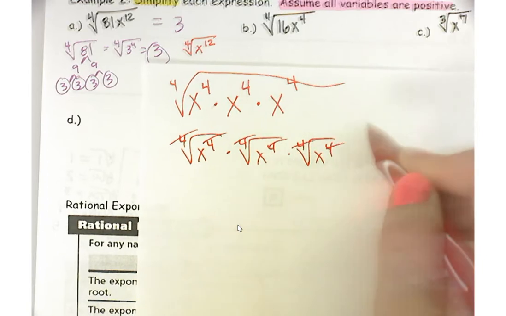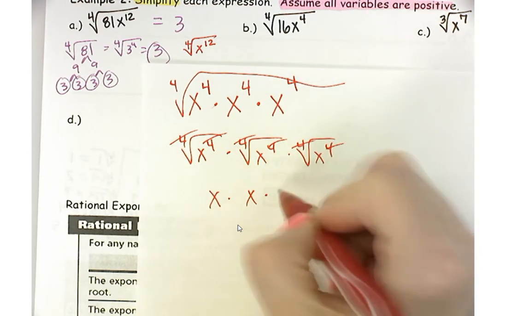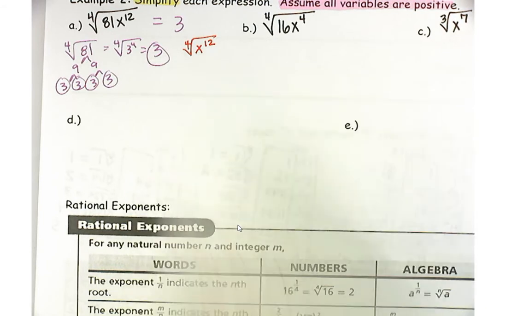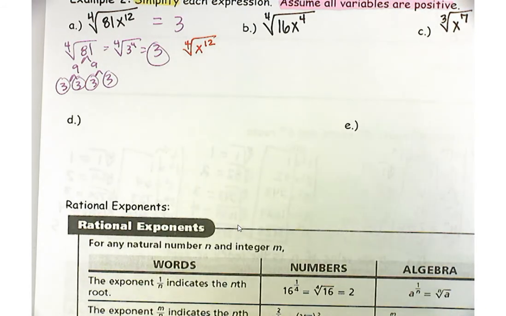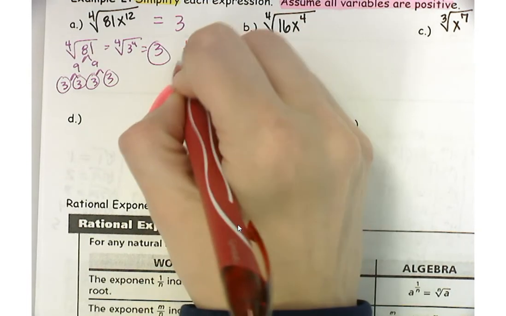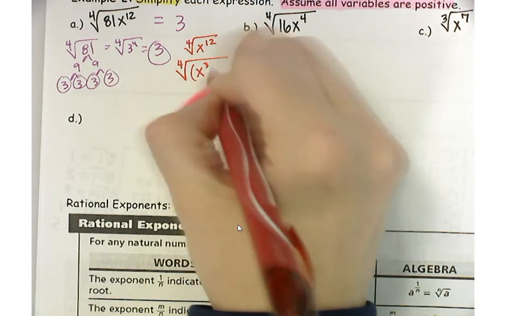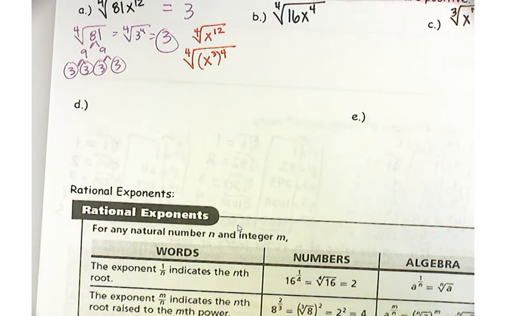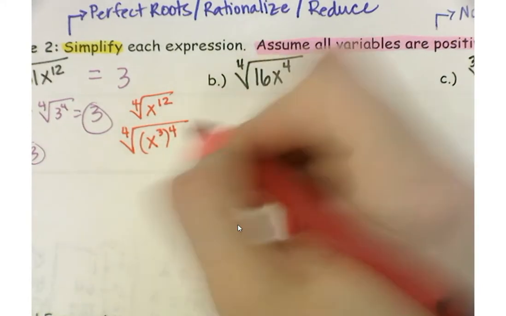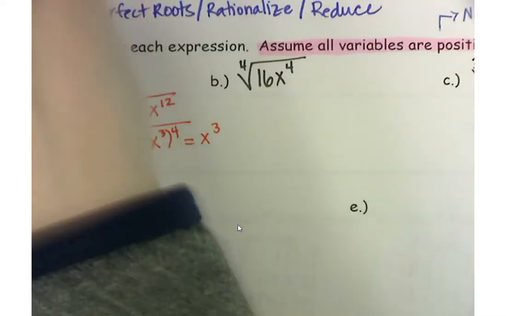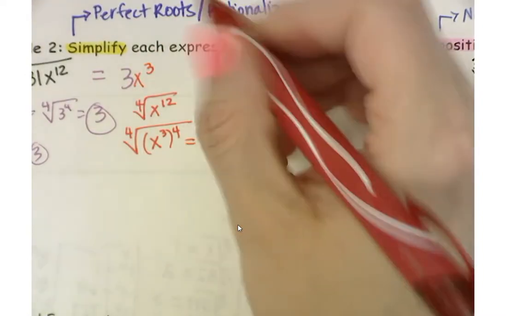Now, whenever you're doing this, I'm just going to write exactly what I say to myself. How many times does 4 go into 12? And obviously the answer to that is, how many times does 4 go into 12? 3. And that's why I have x cubed.